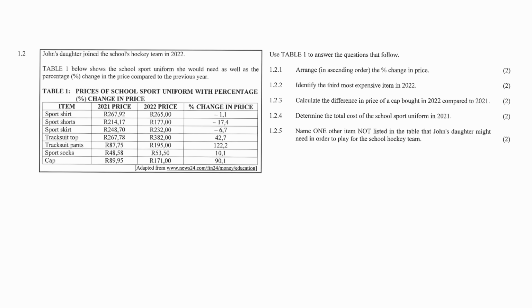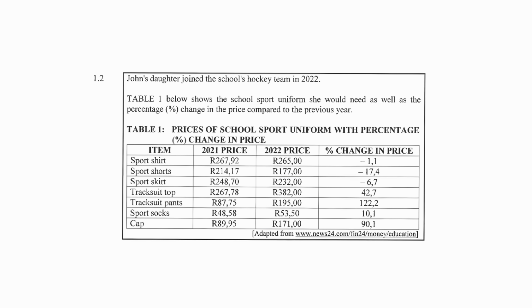Question 1.2 consists of 2 finance questions and 3 data handling questions. You are given a table that shows the prices of a school sports uniform with the percentage change in prices from 2021 to 2022. The first column lists the items, the second column lists the prices of the items in 2021, the third column lists the prices of the items in 2022, and the fourth column lists the percentage change in prices from 2021 to 2022. Note that negative values indicate that the price decreased, while positive values indicate that the price has increased.